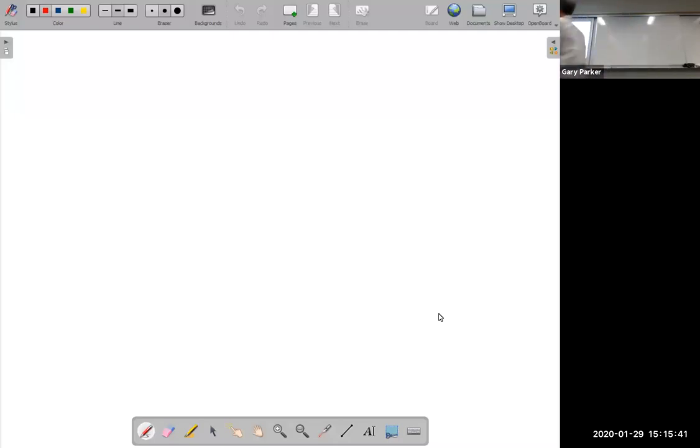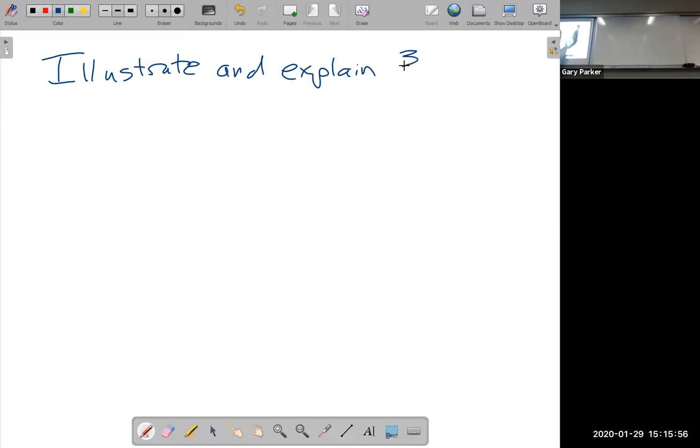All right, so our goal right now, review from last time, is to illustrate and explain 3/2 plus 2/3. This problem we could do with the pattern blocks, or we could do it with square cakes.